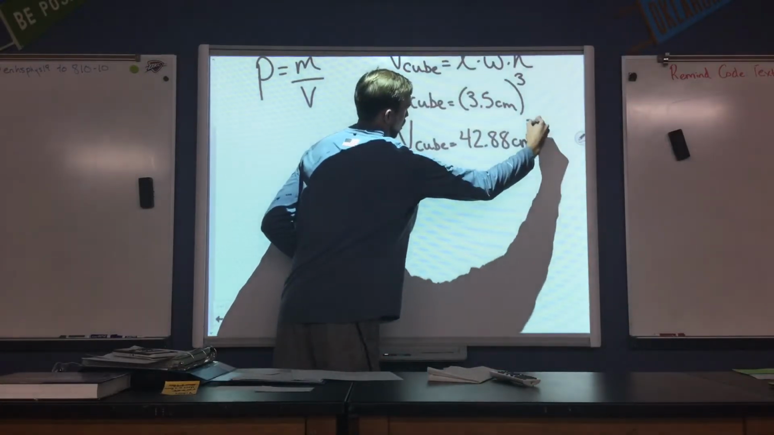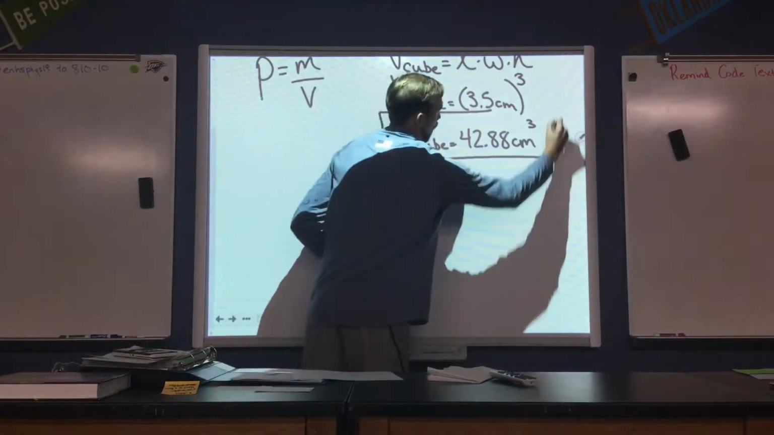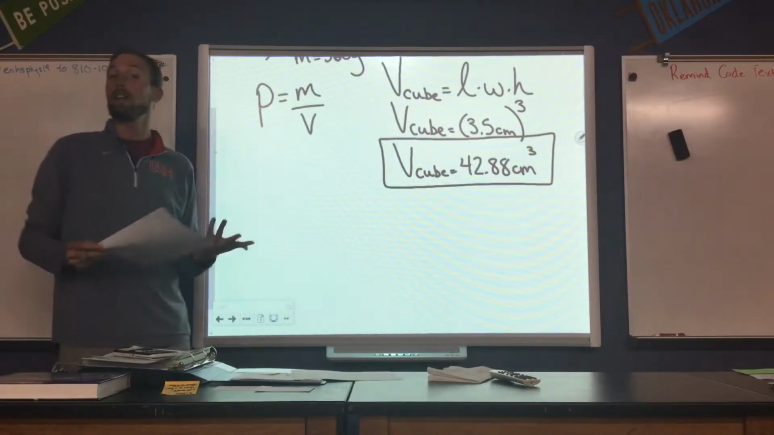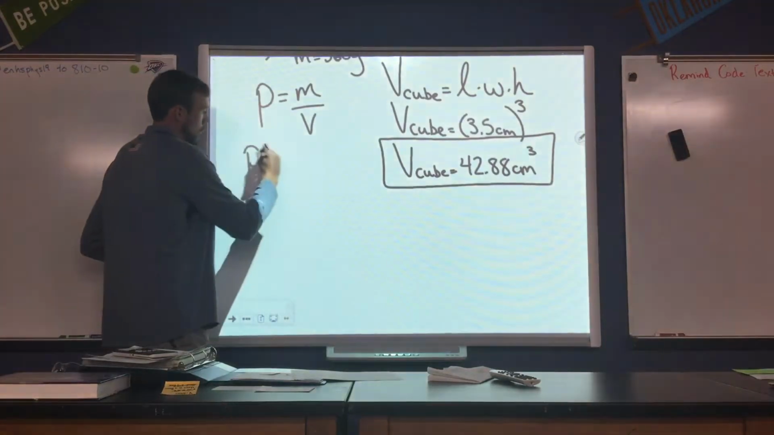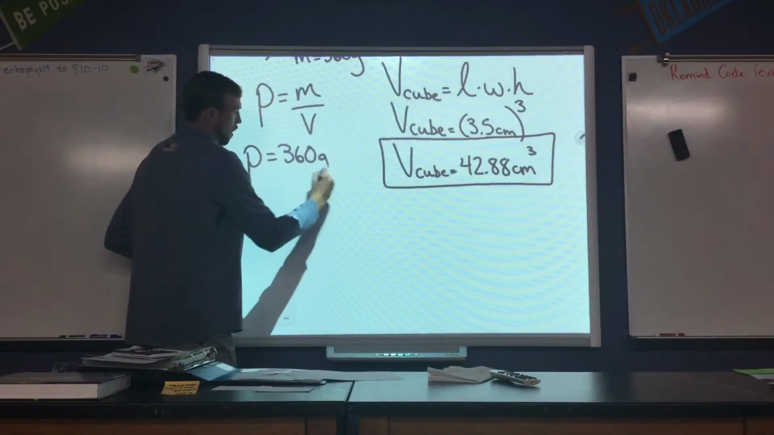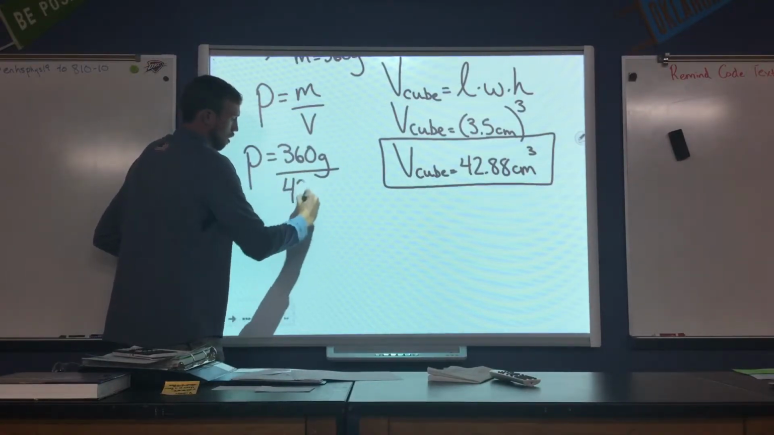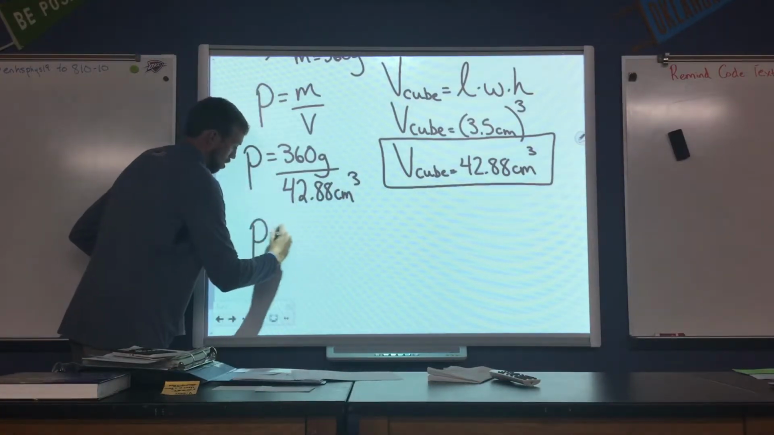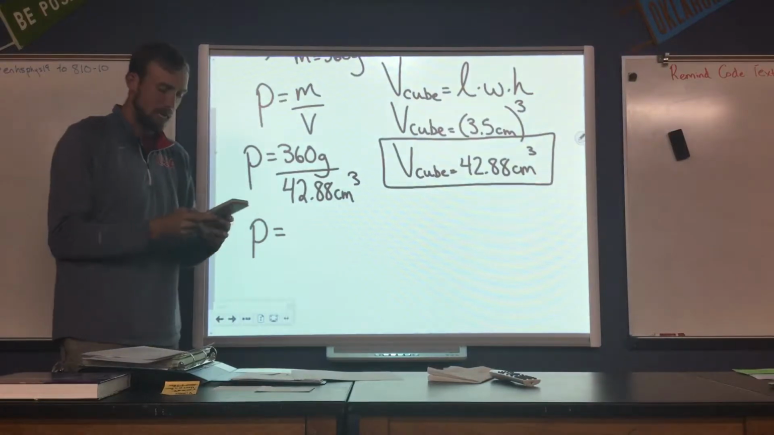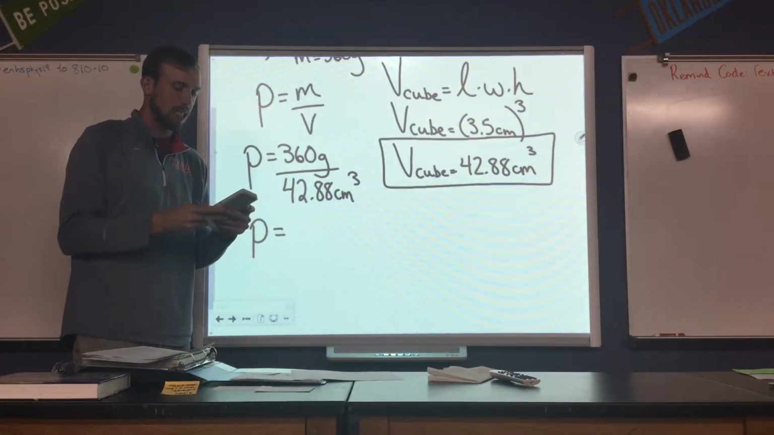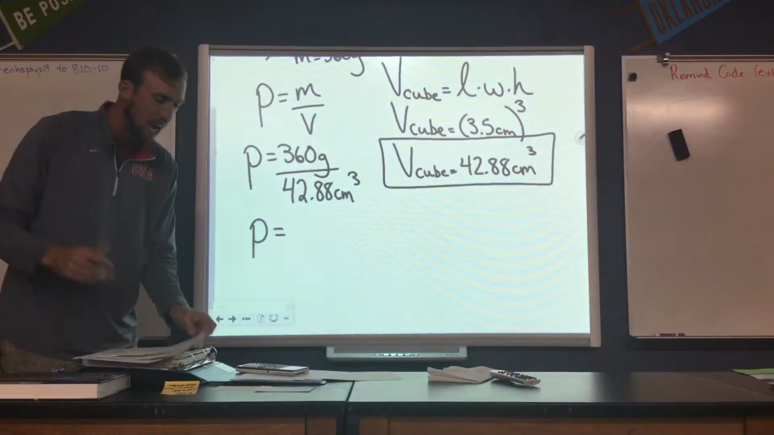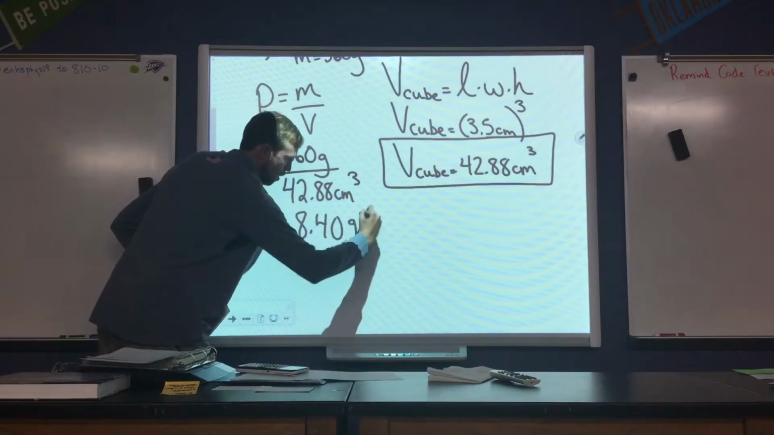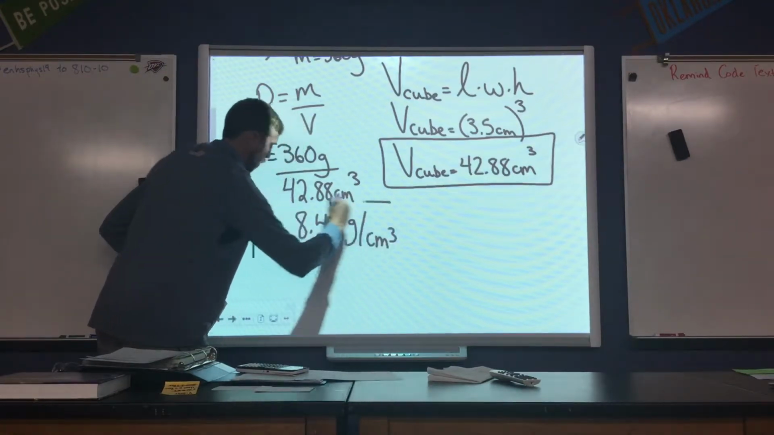42.88 cubic centimeters. Okay? Now that we have our volume, we are given the mass directly, so it's just a matter of using our density equation. Rho is equal to mass, 360 grams, divided by our volume, 42.88 cubic centimeters. So now we'll plug in to see what our result would be. 360 over 42.88. We got approximately 8.396. So we can round to about 8.40. And our units here would be mass over volume. So grams per cubic centimeter.